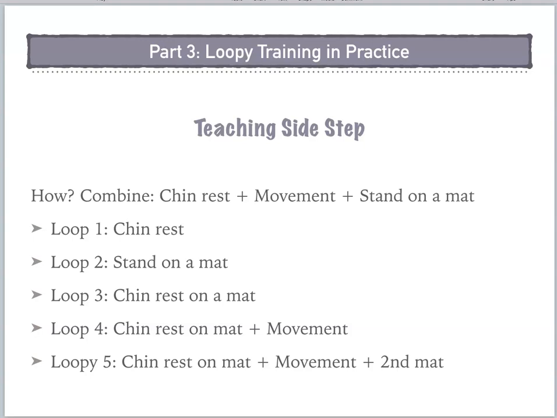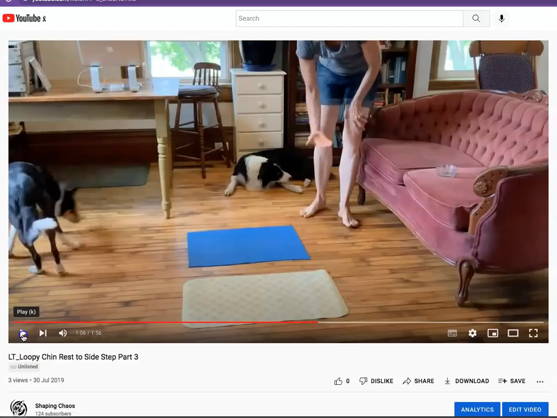And as long as it stays clean, as long as I don't see junk behavior, as long as I don't see things breaking down, I can progress. So then the next step is to do the loop of the chin rest on the mat with movement. And can you step to a second mat? And that gives us our lateral steps. So let me show you this in practice.